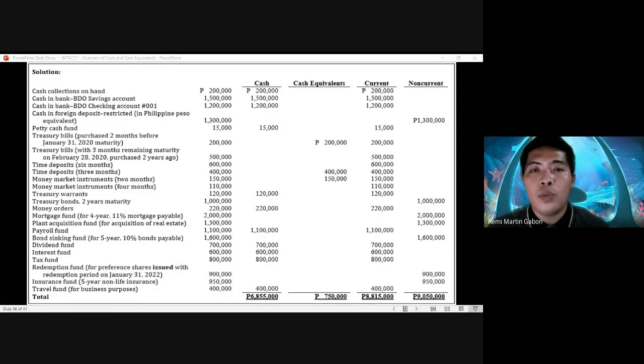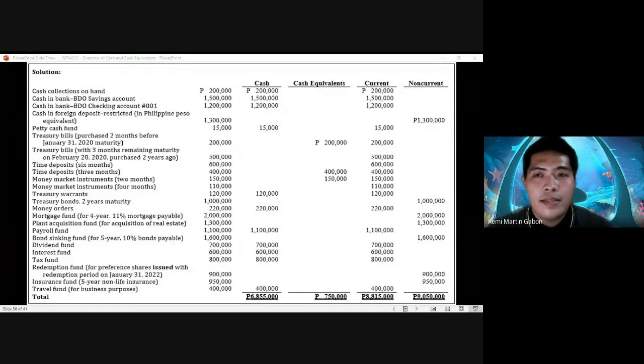Lalo na kapag long-term yung purpose. Long-term pa yung redemption period. Pero nagiging current sila kung yung redemption natin is within 1 year. Sa problem, sabi dyan, redemption period on January 31, 2022. So sa 2022 pa. Matagal-tagal pa from December 31, 2019. Yung current year natin dito is December 31, 2019. 2019 tayo ha. So yan. So yung 900,000 part of non-current.